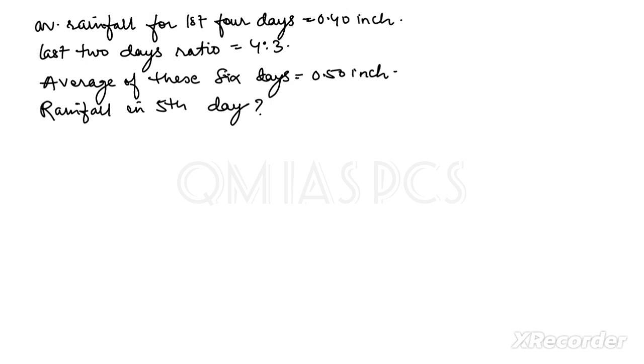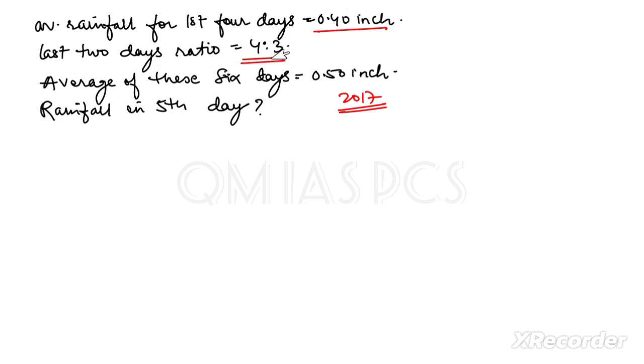Okay, this question was from UPSC CSAT 2017. Just read the question. I'm just giving the important points here. Average rainfall in a city was given for the first 4 days. The first 4 days was given like 0.40 inch. And the last 2 days was given in the form of a ratio.